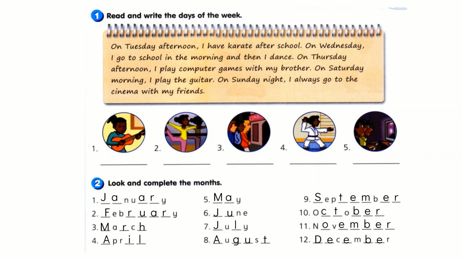Now, if you read the title carefully, you are supposed to fill in the blanks with the days of the week, not the activities. So let's start from Tuesday. On Tuesday afternoon, I have karate after school. Which picture shows that she is doing karate? It is number 4. So in number 4, you can write Tuesday.